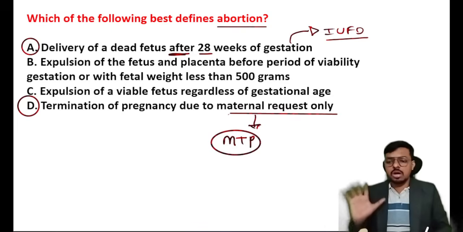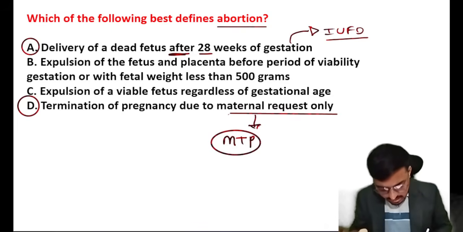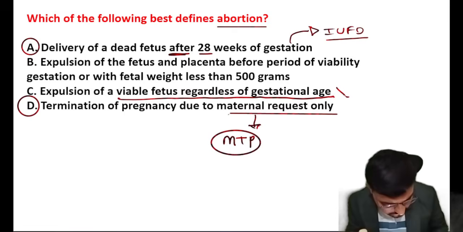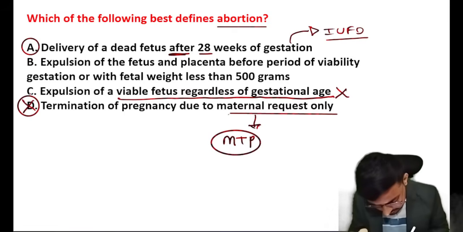It's not abortion. Okay, then comes option C, expulsion of a viable fetus regardless of gestational age. Regardless of gestational age, if we are expelling a viable fetus, that is also not abortion. So I am eliminating option C also.